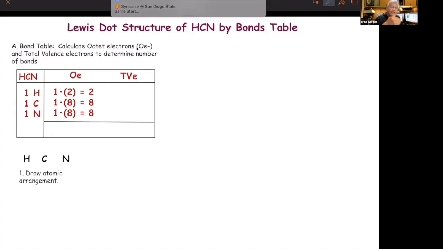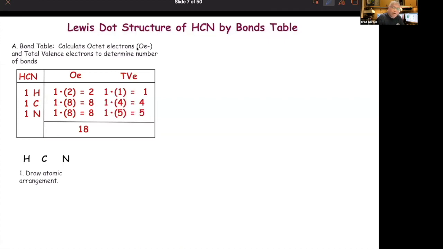So if all the elements in this compound want to have the same number of electrons as the noble gas, you need to account for 18 electrons. But you don't have 18 in reality. You've got 1 from hydrogen, 4 from carbon, and 5 from nitrogen. Those are the valence electrons. And so in total, you have 10.